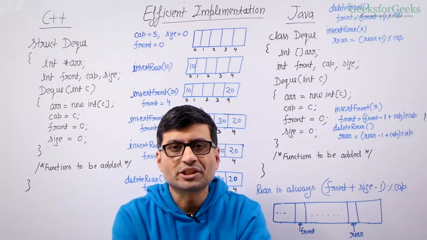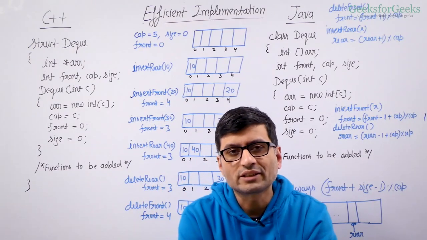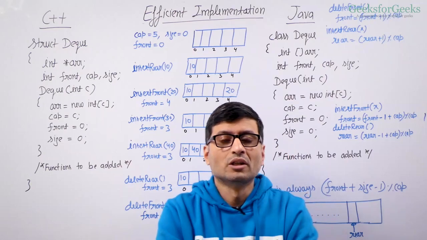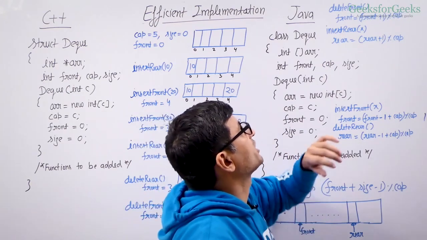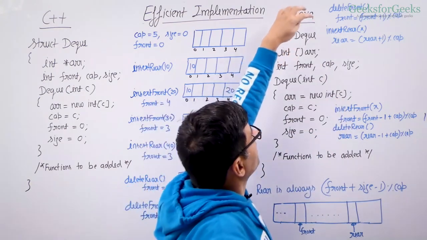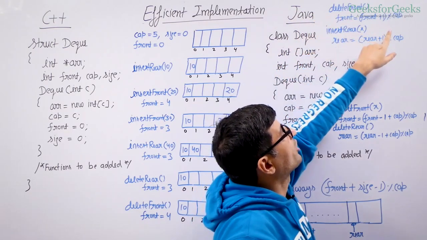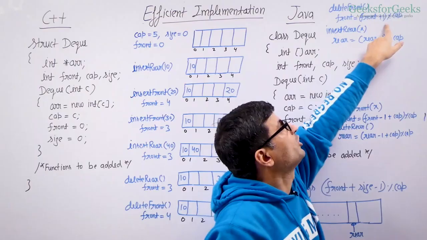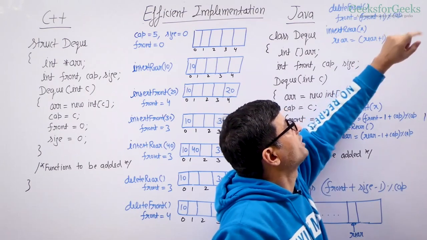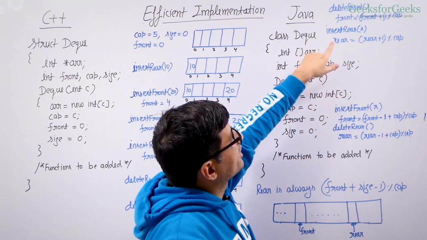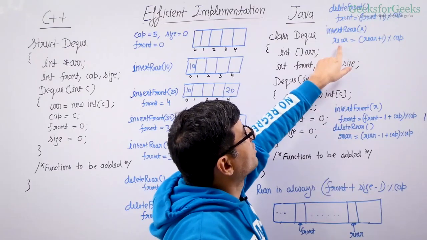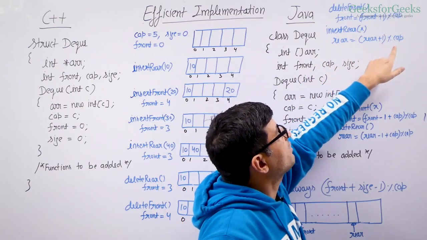In this implementation, we are going to treat our array as a circular buffer. So our insert and delete operations are going to work this way. When we delete from front, we are going to do front equal to front plus 1 modulo capacity, right? All the operations have to be under modulo capacity. When we insert an item at the rear, we are going to do rear equal to rear plus 1 modulo capacity.